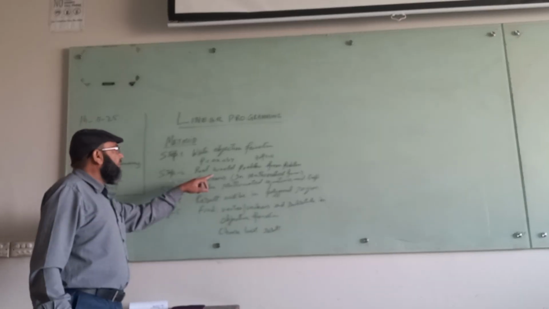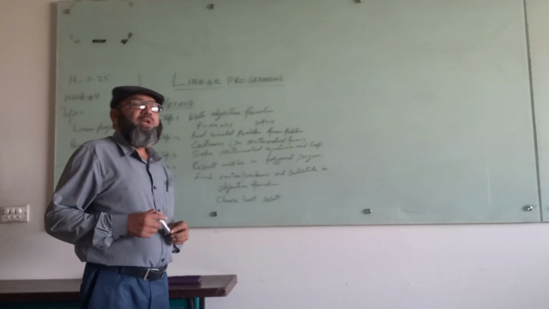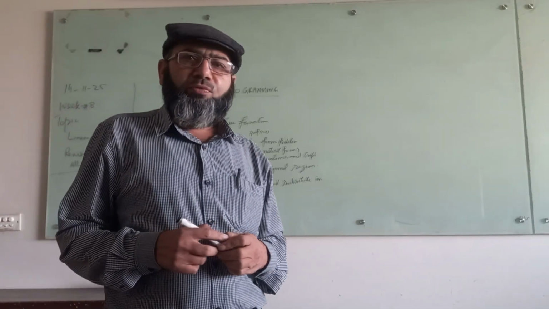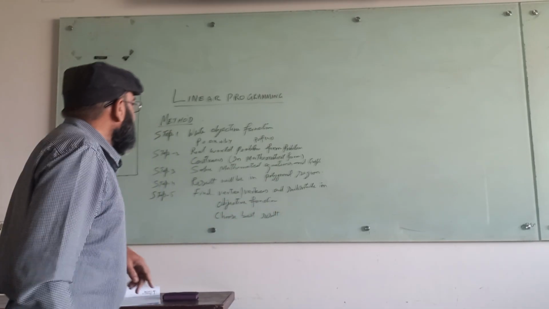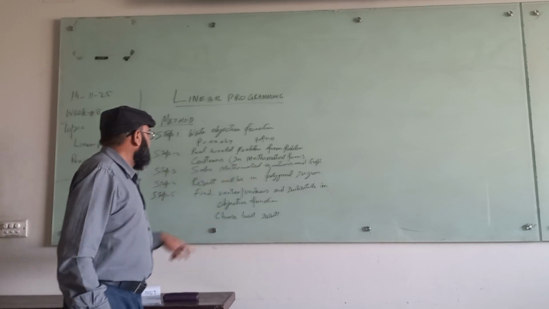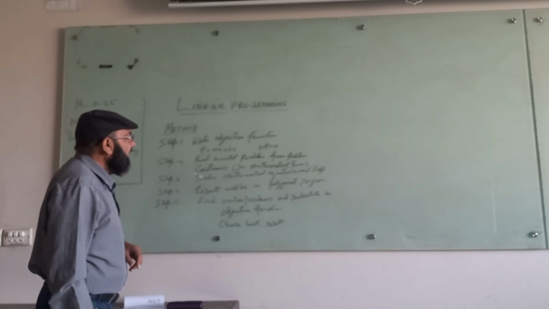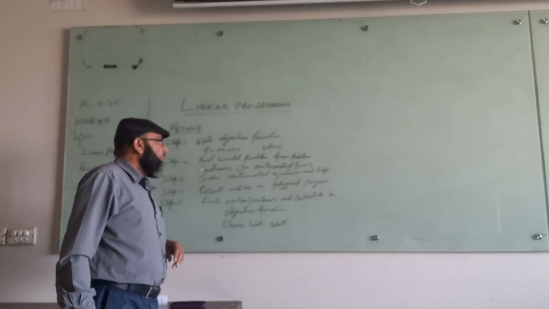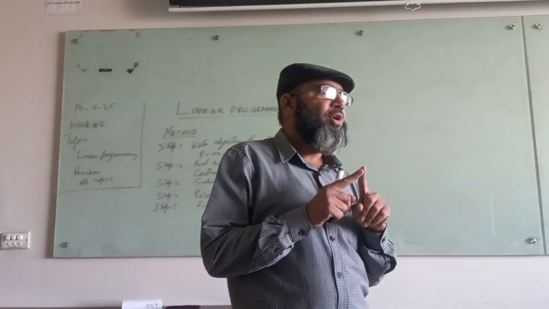Next, step 2, a real world problem forms the problem constraints. When we solve a real world problem, first we have to make it in mathematical form. That mathematical form is called the problem constraint. Step 3, solve the mathematical equations and graph. Step 4, the result will be in polygonal form. What is a polygon? A closed shape with multiple sides.